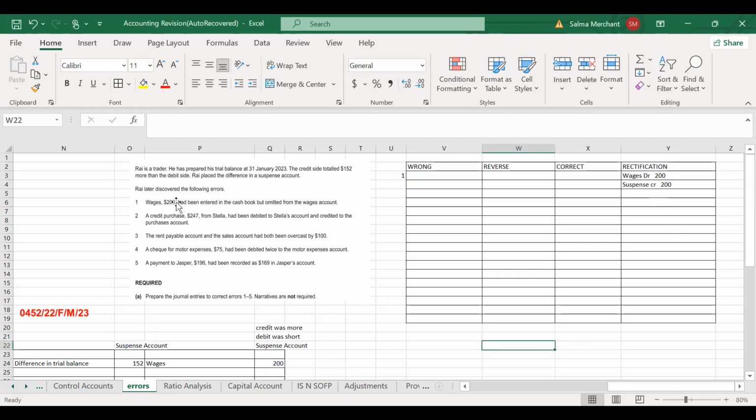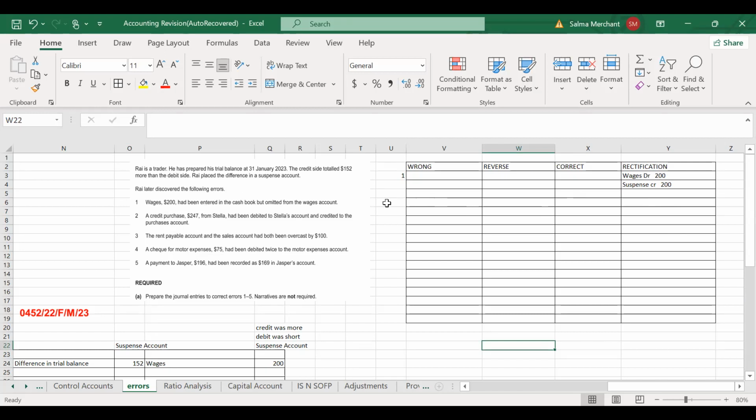Come on, read the next part. Second, a credit purchase of 247 from Stella had been debited to Stella's account and credited to the purchases account. That means something is done wrong. Credit purchases from Stella, this is the correct part.